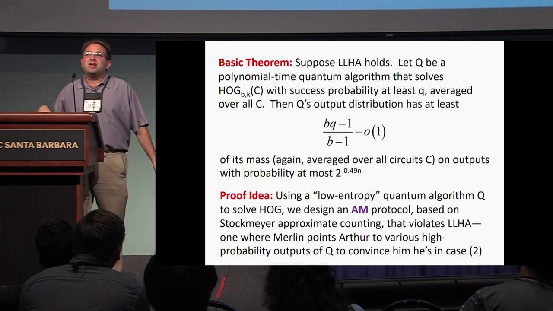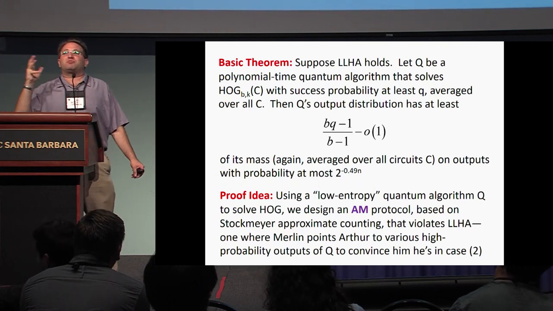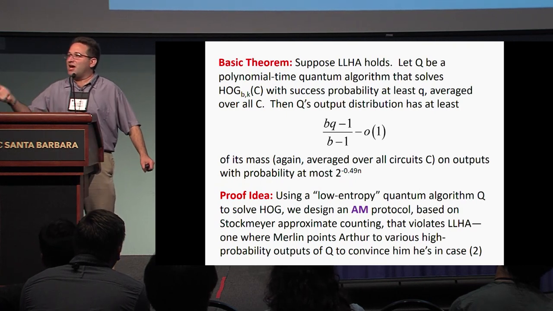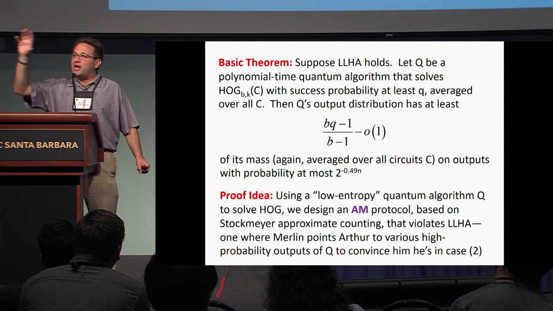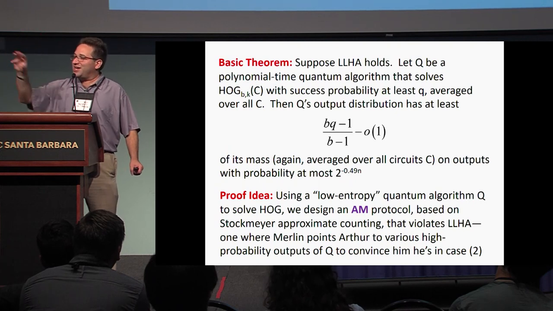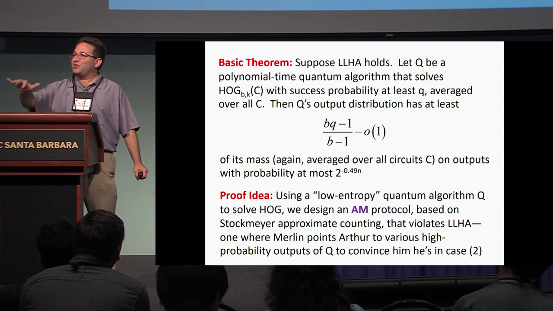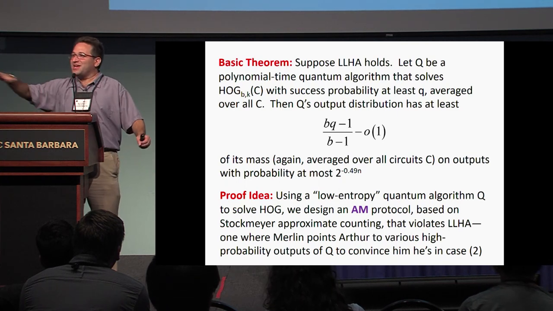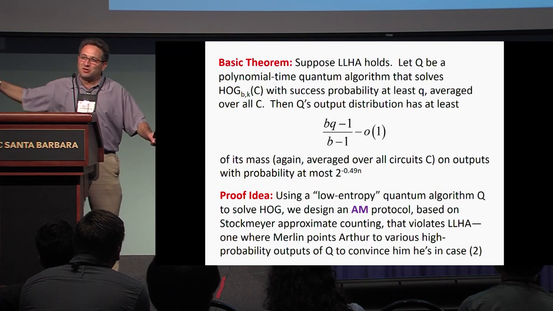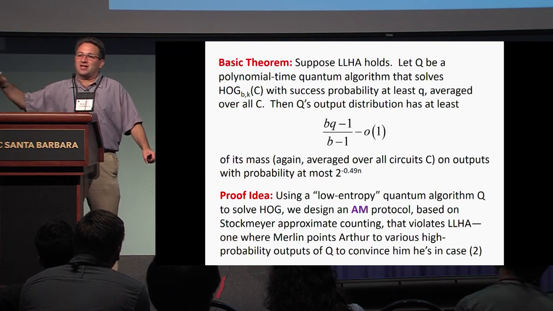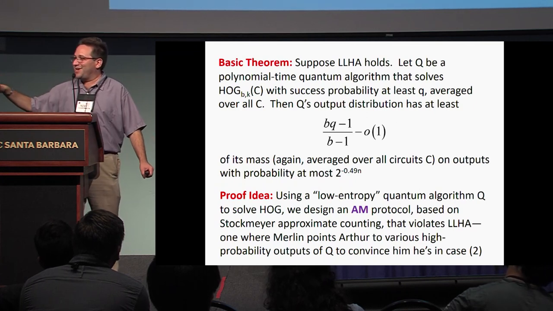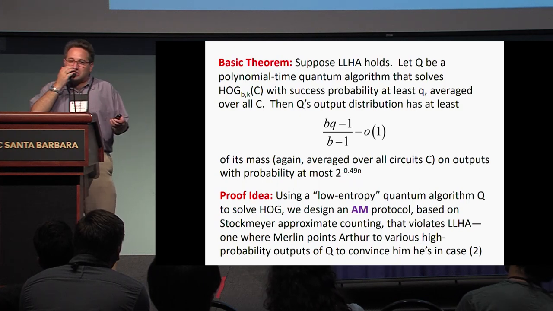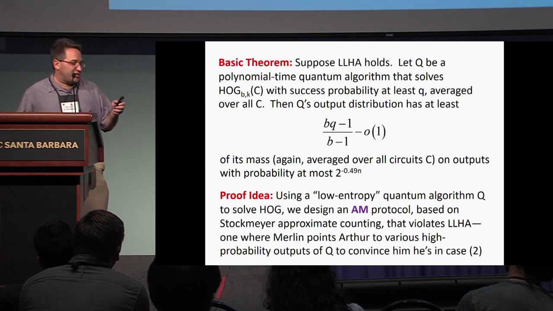In that case, it really just reduces to an approximate counting type of problem, where Merlin would just have to tell Arthur, here is where in this giant list you can find strings that are the ones that your algorithm will output. And there will be a larger number of such strings in the case where the strings are being sampled than in the case where they're just being chosen uniformly at random. And then it just reduces to AM approximate counting. In the more general case, you have to do more work.